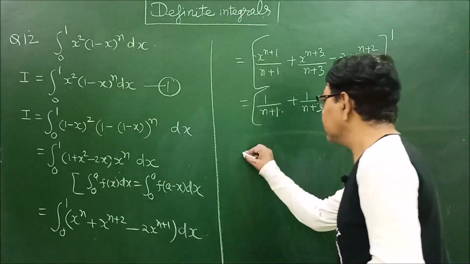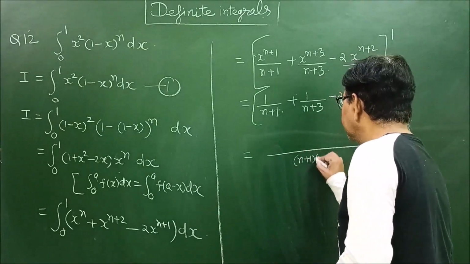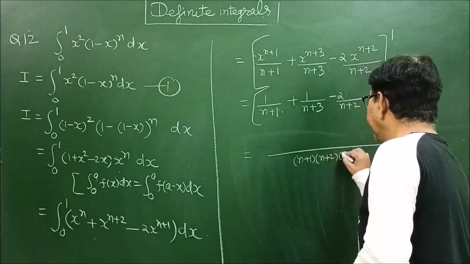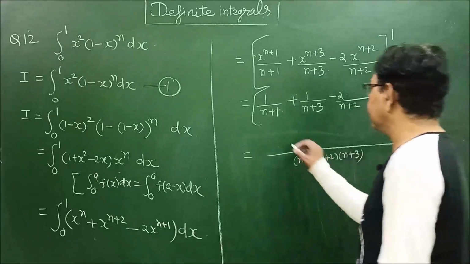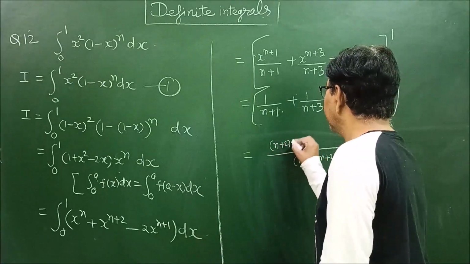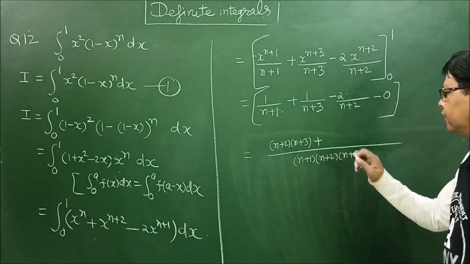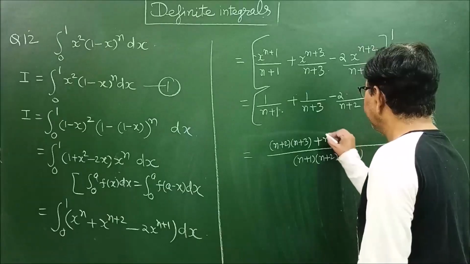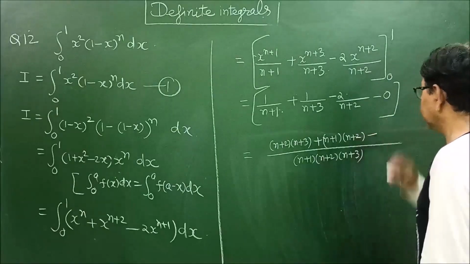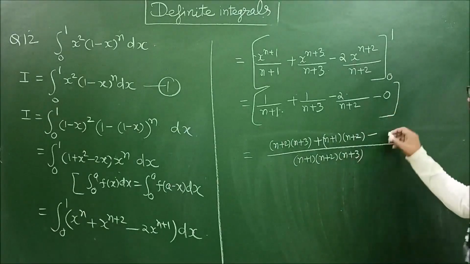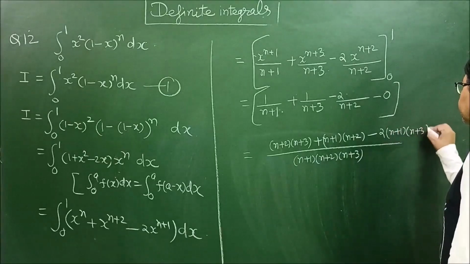Now on taking the LCM, it is (n+1)(n+2)(n+3). Now (n+1) cancelled, (n+2)(n+3) plus (n+3) cancelled, (n+1)(n+2) minus (n+2) cancelled, 2(n+1)(n+3).